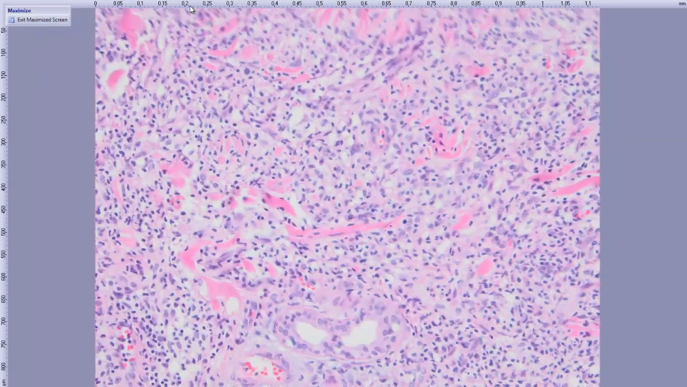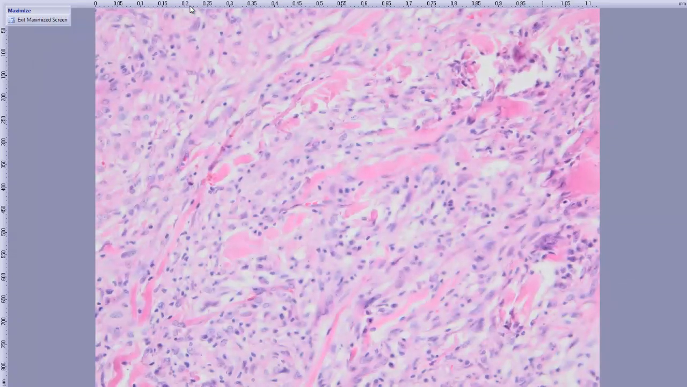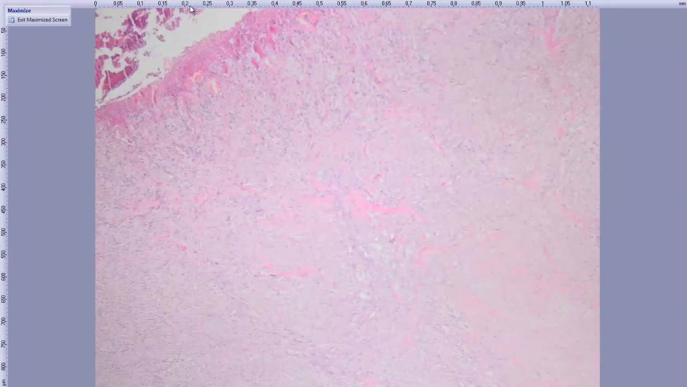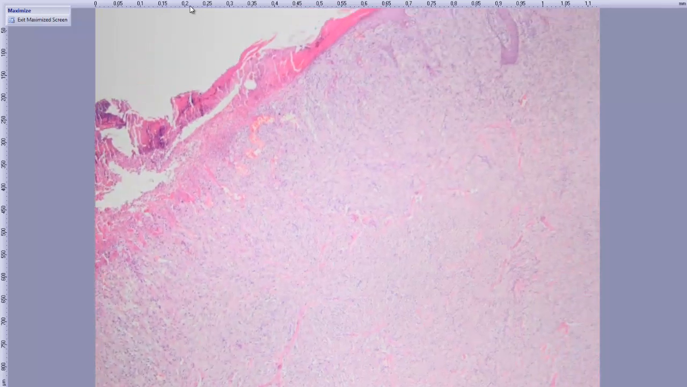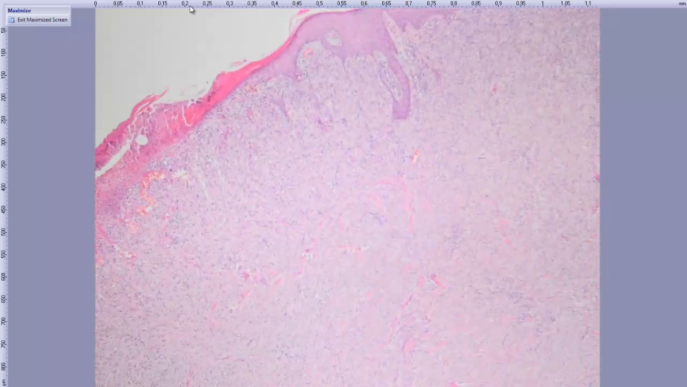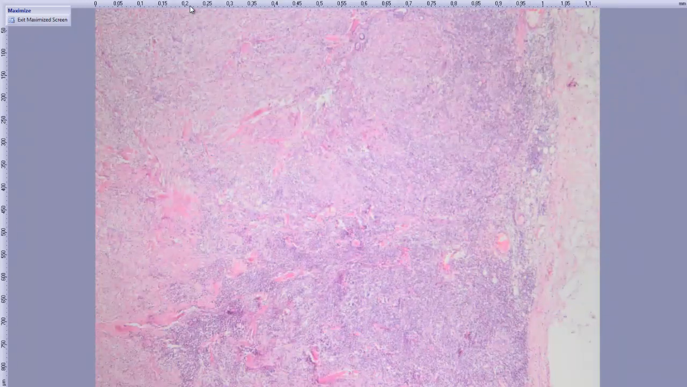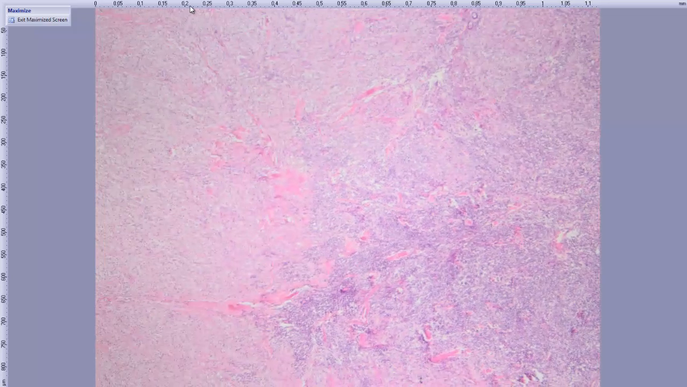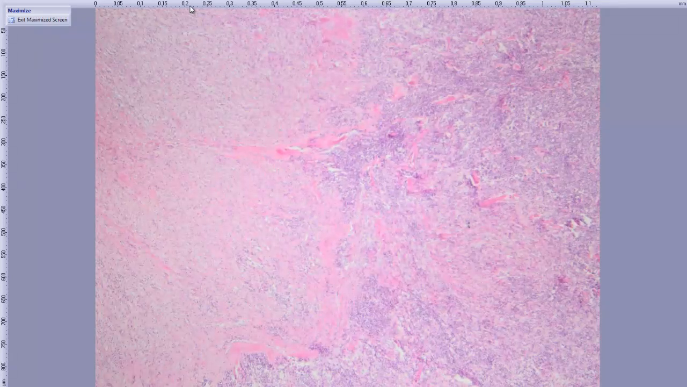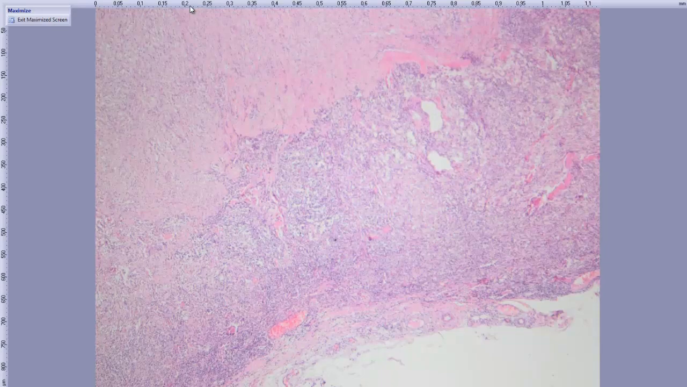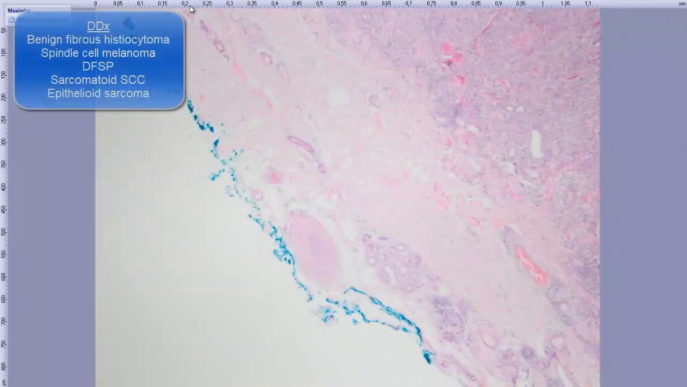We don't see any giant cells, and the main differential diagnosis in this type of lesion is benign fibrous histiocytoma, or maybe a spindle cell carcinoma, but the cells don't look so malignant. We may also consider dermatofibrosarcoma protuberans, but it's not easy to find mitoses in that kind of lesion, and we don't see any honeycombing here.